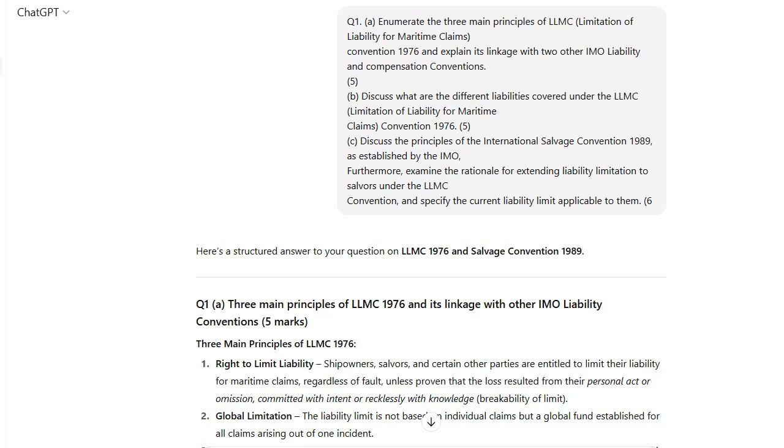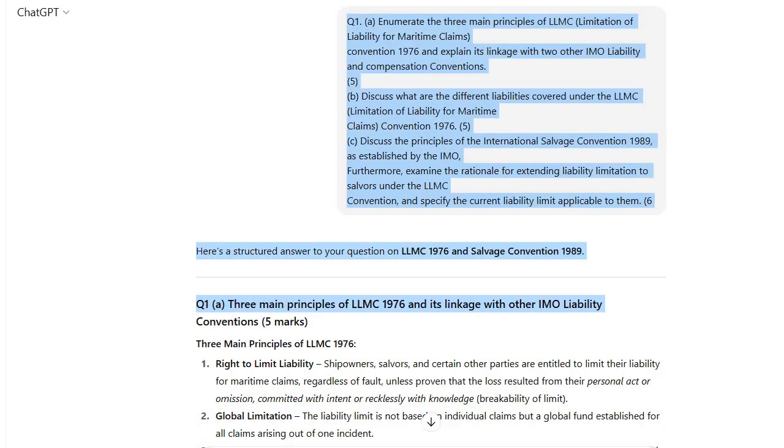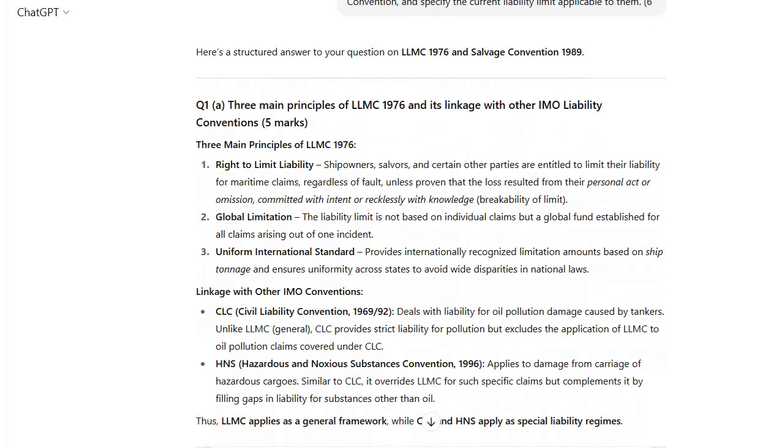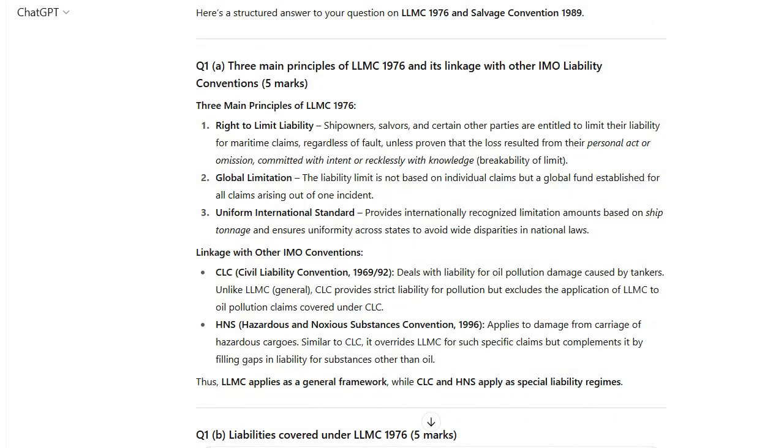Right. So coming to the answer to this question. First of all, the 3 main principles of LLMC 1976 and its linkage to other IMO liabilities. Right to limit liability is the first one, global limitation is the second, and uniform international standard is the third.